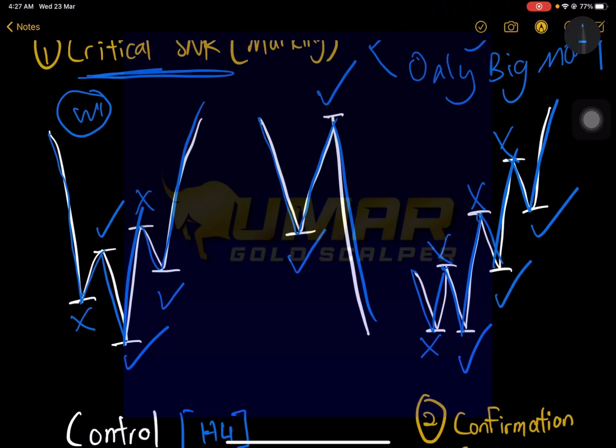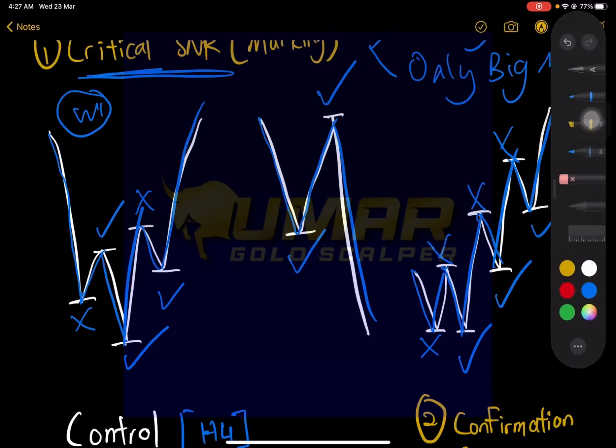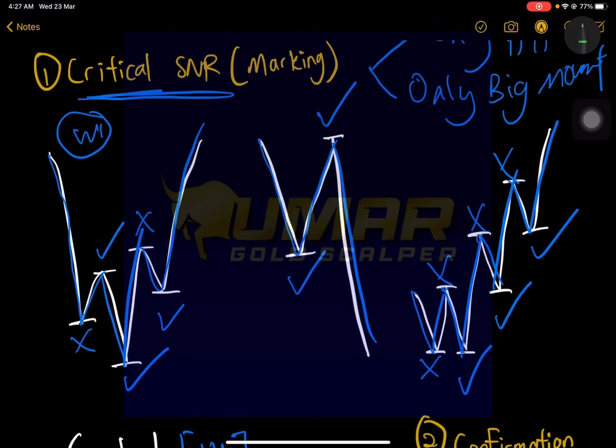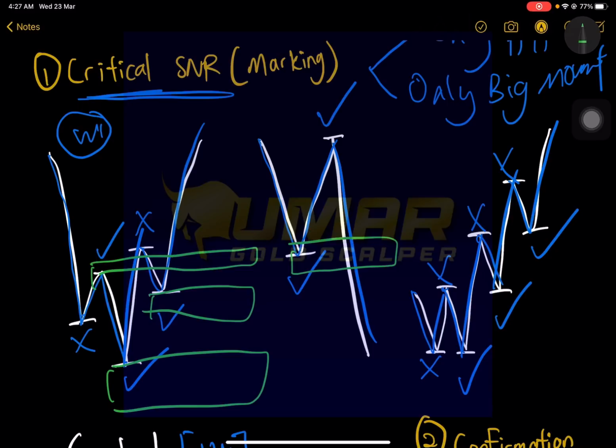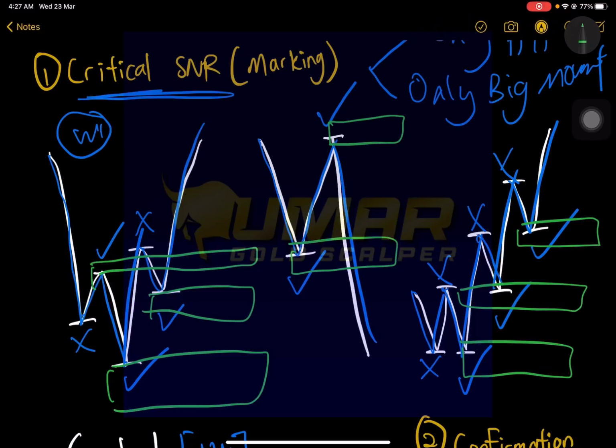So what it means, right? So it means right now I didn't mention any entry, I just mentioned marking, which is we need to monitor at the zone. So all of this big movement zone, all of this critical SNR big movement zone, you can take it like this, right? This zone as your watching area zone, just watching area, not even entry yet, just watching.